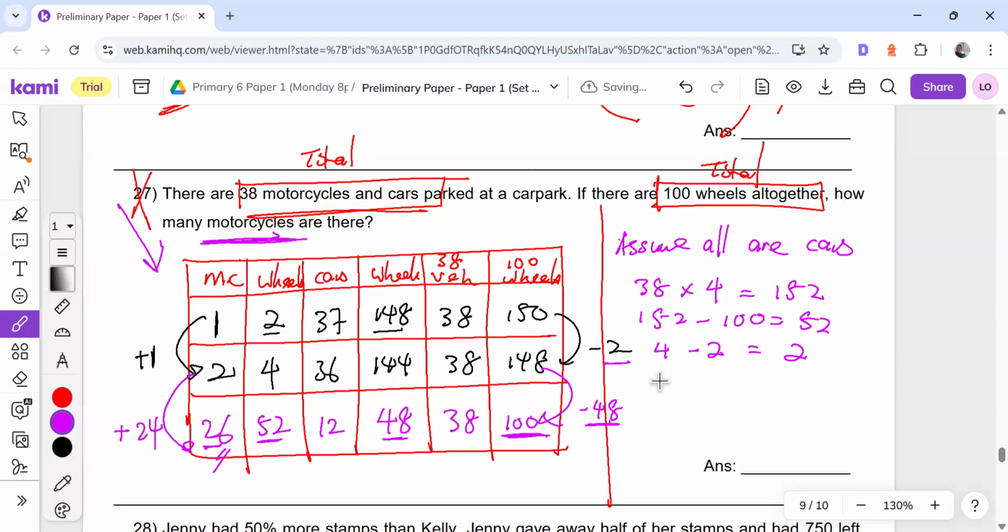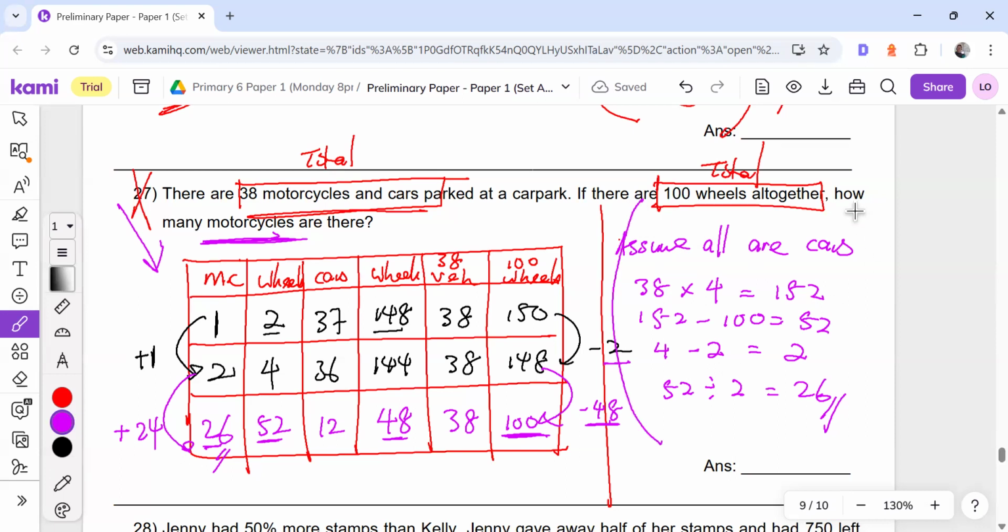And then after that, what do you do? Divide. The last step in assumption is always divide. 32 divided by 2 equals 26. Same. Then you ask Mr. Ong, why like that? Why times, minus, divide? Then Mr. Ong will have to explain. Mr. Ong will take some time to explain, but we don't have time for that. So if you don't understand the assumption method, then what do you do? Do the three rows, get the answer.